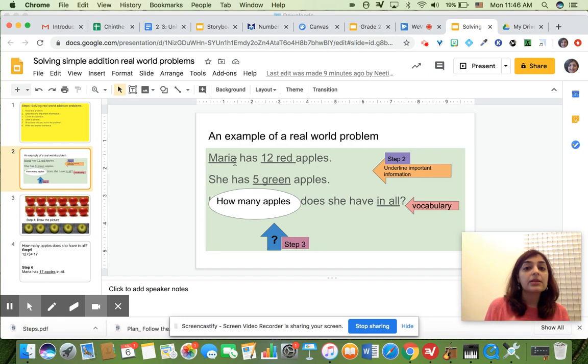Apart from that, I will also focus on the vocabulary. Well, there are two important words, in all. It's quite important because it tells me that I need to find the apples all together, or in all.